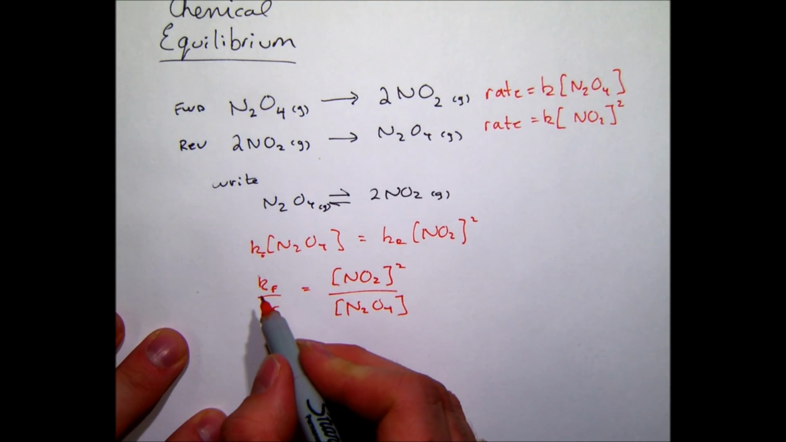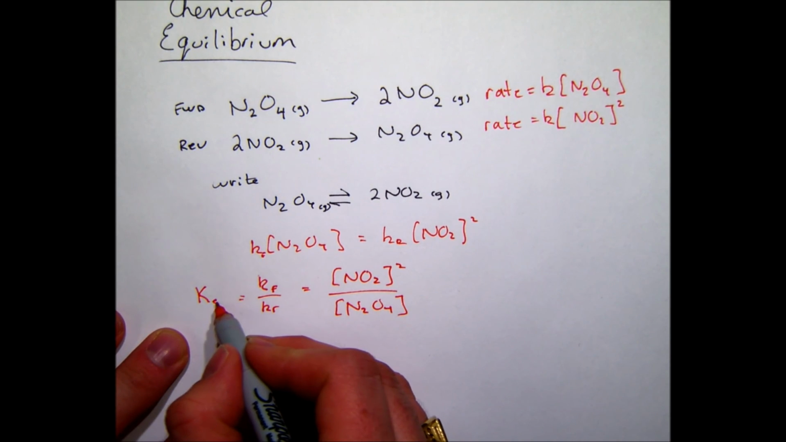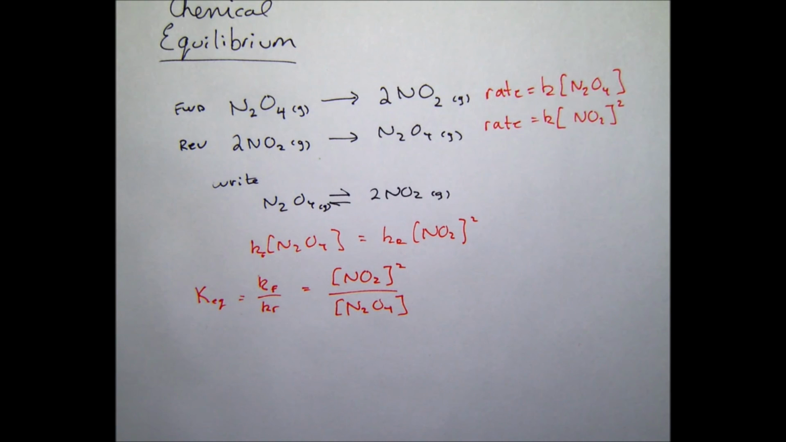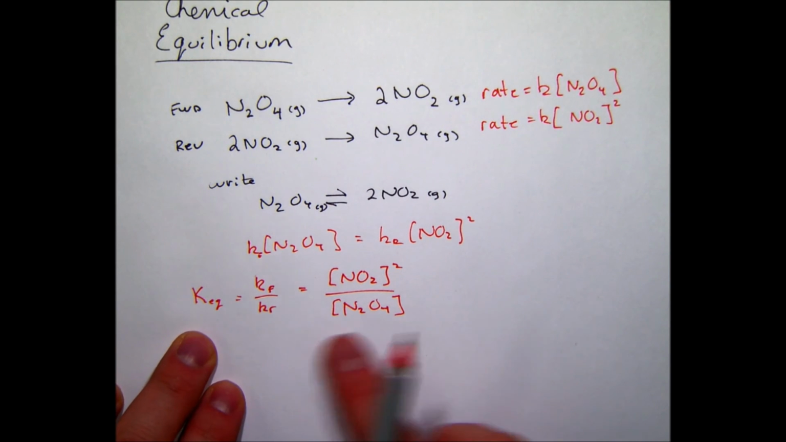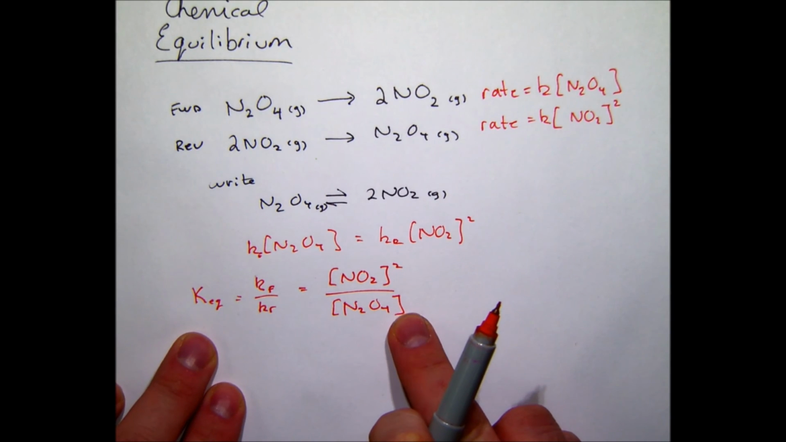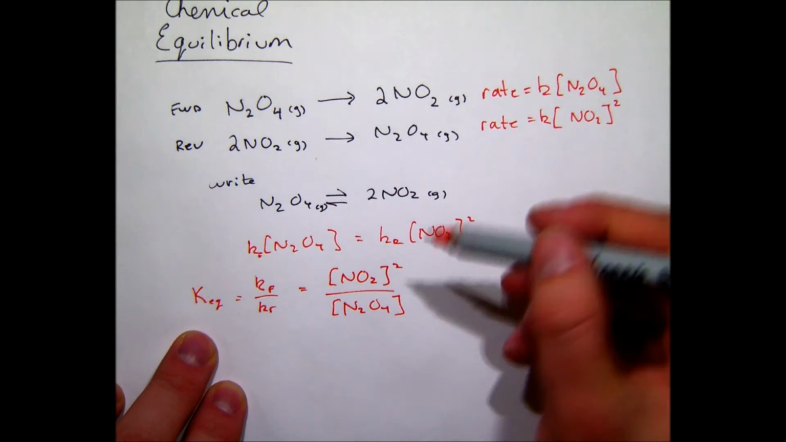And it's kind of inconvenient to write that, so we're just going to write a capital K, and we're going to call it Keq, or the equilibrium constant. The equilibrium constant is defined as the ratio of products to reactants, the concentration in this case in moles per liter, raised to their stoichiometric coefficients.